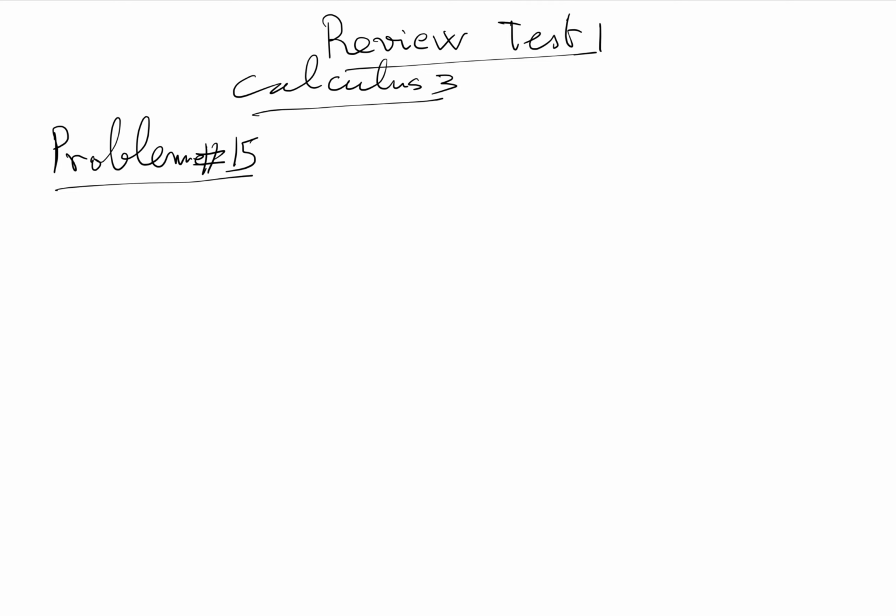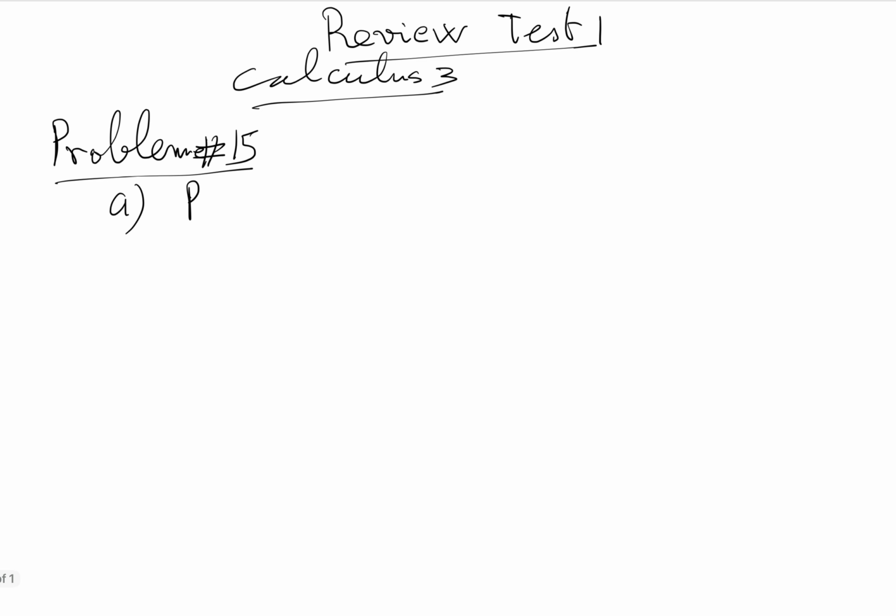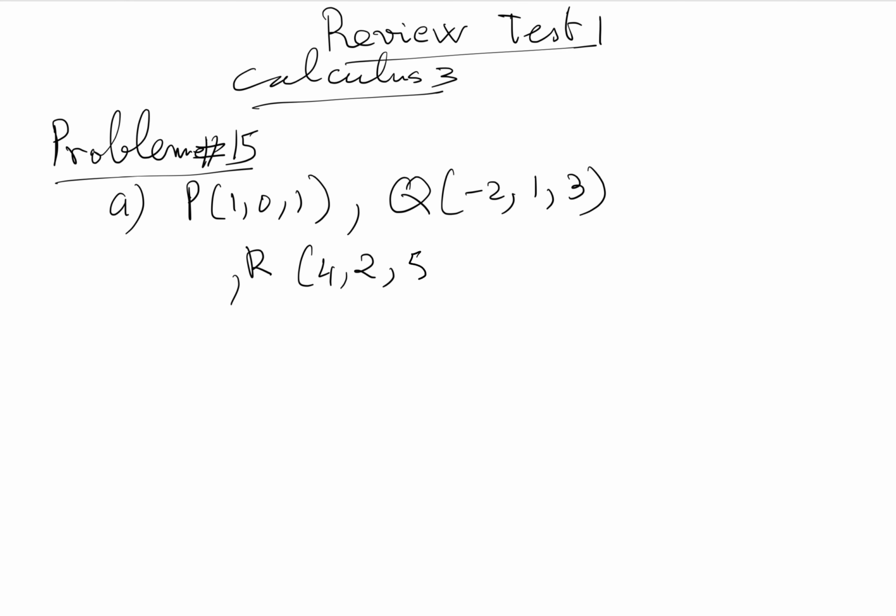It says find the non-zero vector equation. So you have a point P, P is (1, 0, 1), and you have a point Q, (-2, 1, 3), and you have R, (4, 2, 5). Let me check to make sure it's correct. (4, 2, 5), yes. So now the question is find the non-zero vector orthogonal to the plane, orthogonal to the points P, Q, R.